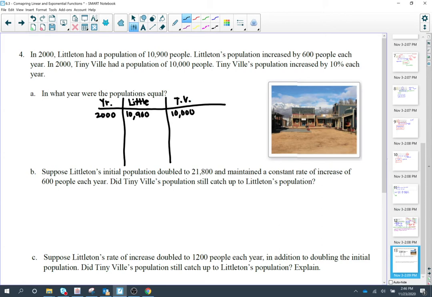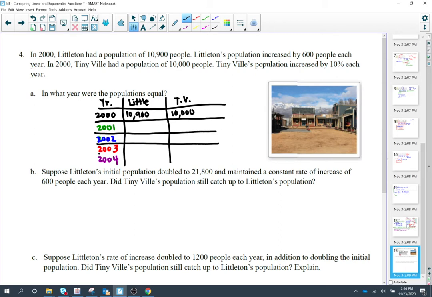Okay, so it looks to me like Littleton is starting with more people. Tinyville is starting with less people, but they want to know when they're going to be equal. So maybe Tinyville's eventually going to catch up to Littleton. So then I'm going to go 2001, 2002, 2003, and finally 2004. And if we need more than that, well, hopefully we don't, because my table won't go any further because I don't have that much space.